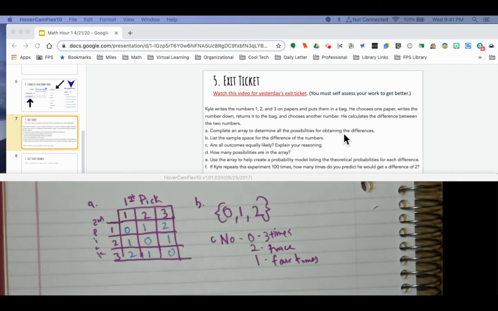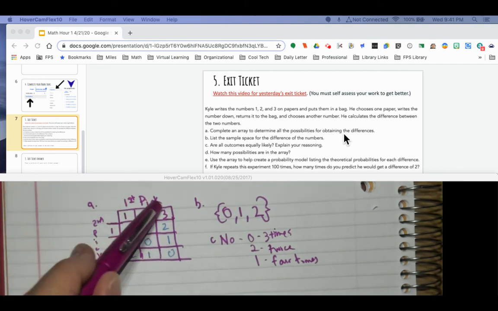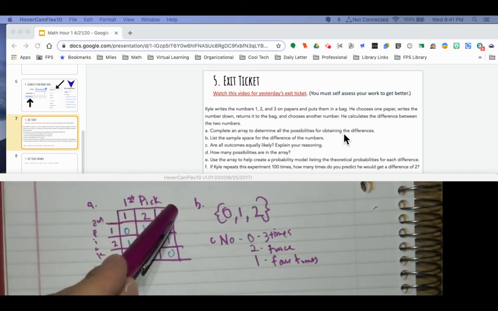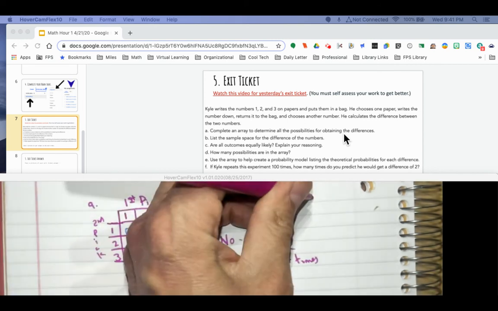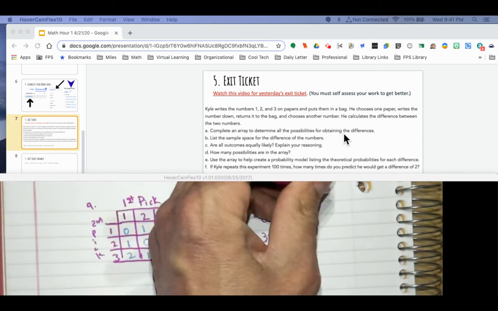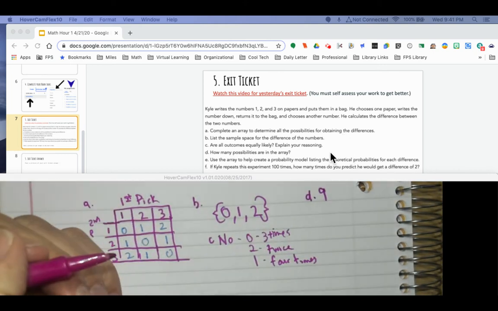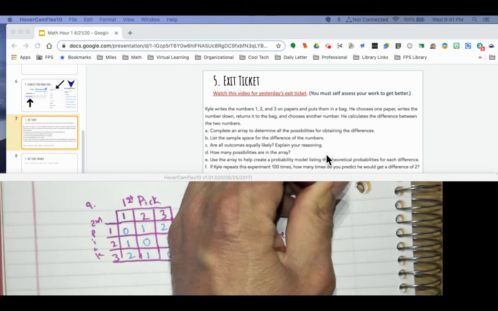How many possibilities are in the array? Well, there's 3 things here. There's 3 things here. Within here, there's 9. 3 times 3 is 9. And so there are 9 possibilities.